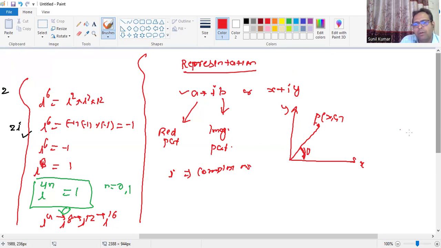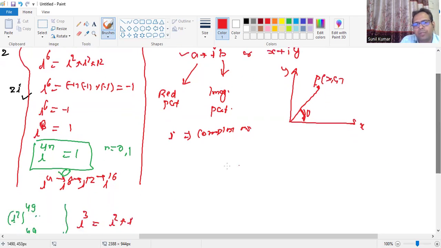So now I'm going to explain some basic questions here. Later I'll extend this theory. Suppose we have to get the value of (1 plus iota) power 2. What will the value be for this?